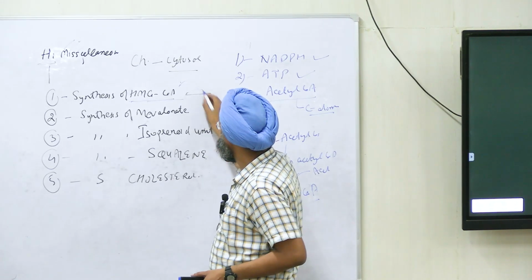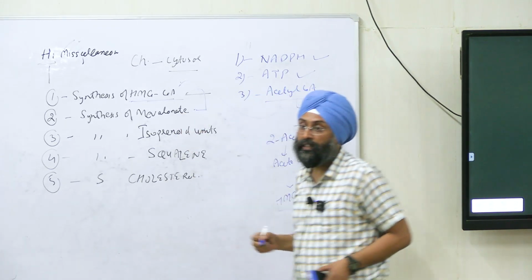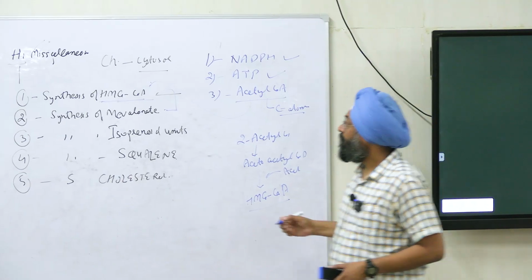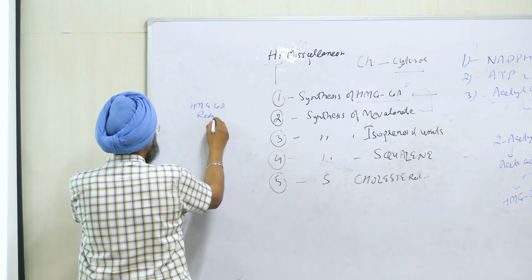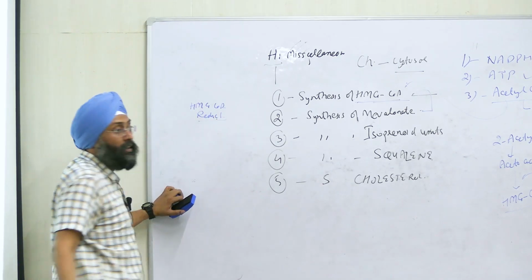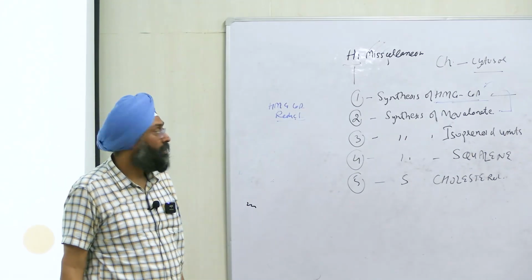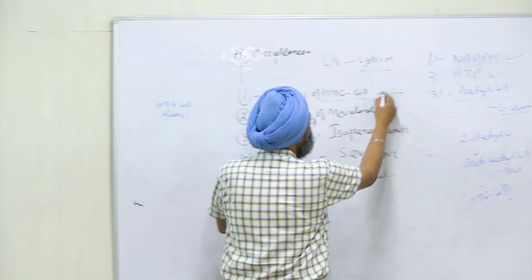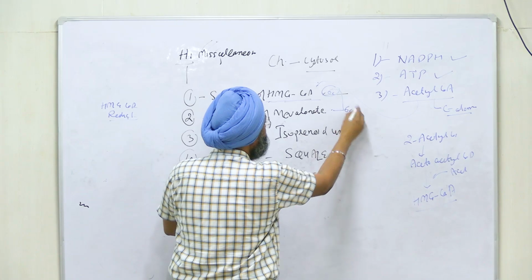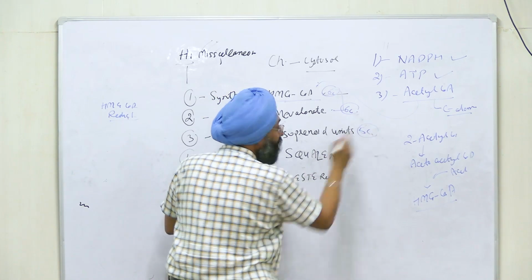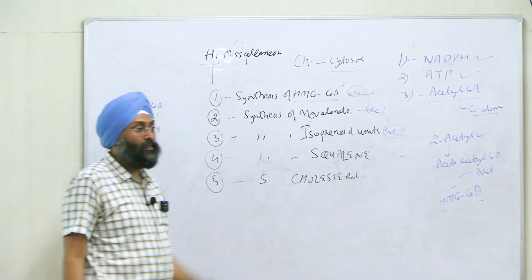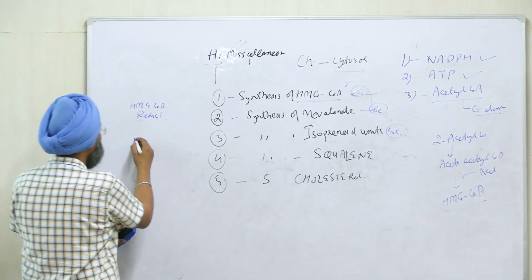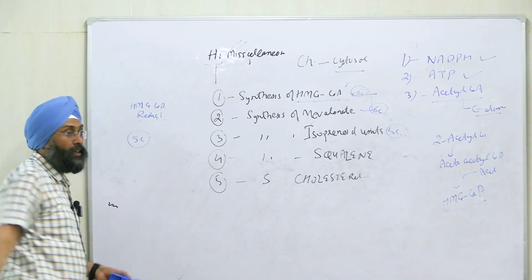From HMG CoA we will synthesize mevalonate, and this requires the enzyme HMG CoA reductase. This is the main regulatory enzyme for cholesterol synthesis. This is 6 carbon, this is again 6 carbon, and this is 5 carbon. From mevalonate we will synthesize isoprenoid units. They are 5 carbon.